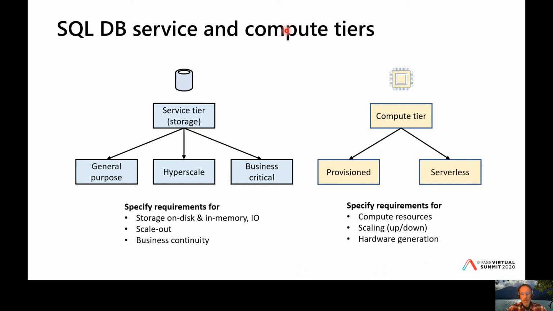Now, the compute tier, beyond just the place where customers can specify the amount of CPU, for example, they need, or the amount of memory they need, is where crucial decisions are made in terms of what kind of compute scaling is expected of the database. Serverless is currently supported in the general purpose tier, but we'll have a little bit more to say about plans for that towards the end of the session.